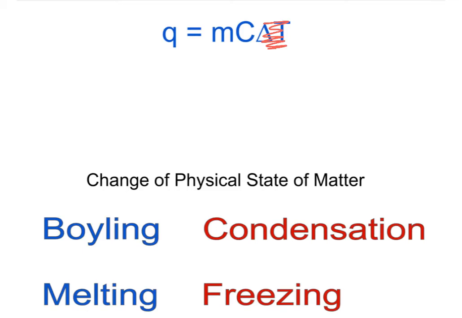Also, we should reconsider specific heat capacity, because specific heat capacity tells us how much heat is absorbed per gram per degree Celsius. But since there is no change in temperature, over here we have to replace specific heat capacity with heat of fusion or heat of vaporization if we want to calculate the amount of heat that went into melting something or into boiling something, or how much heat was released when a substance was condensing or freezing.